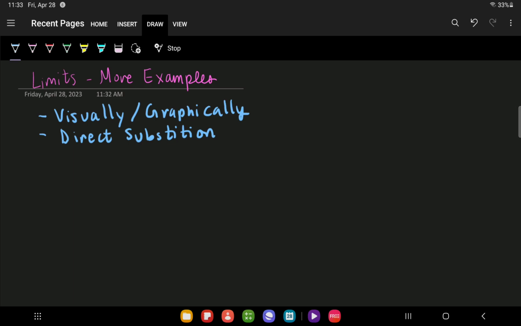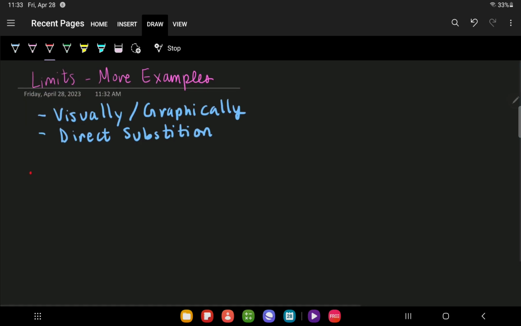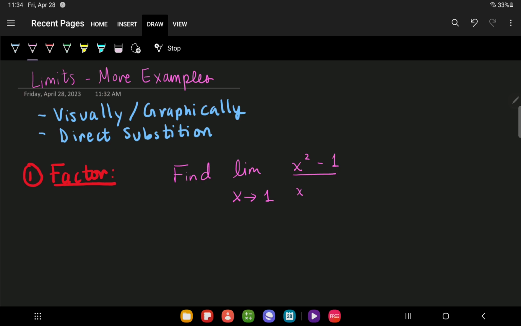And so we'll do two examples where we have to use something else before we could apply direct substitution. So first, we will factor. Let me give you a motivating example here. Question is, find the limit as x approaches 1 of x squared minus 1 over x minus 1.